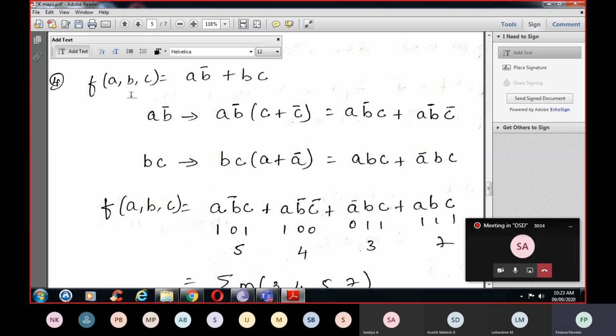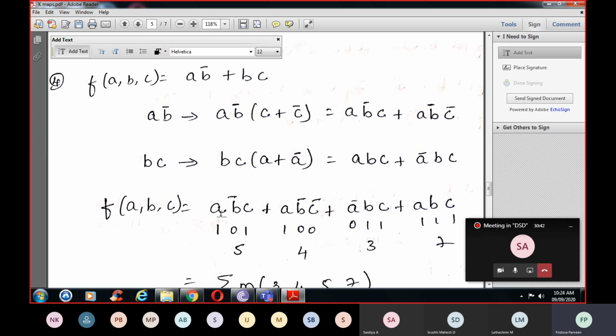But we want it in the form of 3 variables, so we need to place it in the K-map. So it is necessary to put it into canonical form first. So now I will multiply. When I multiply, you will get A B C plus A bar B C. So now I will join these two expressions. So what will you get? A B bar C plus A B bar C bar plus A B C plus A bar B C.